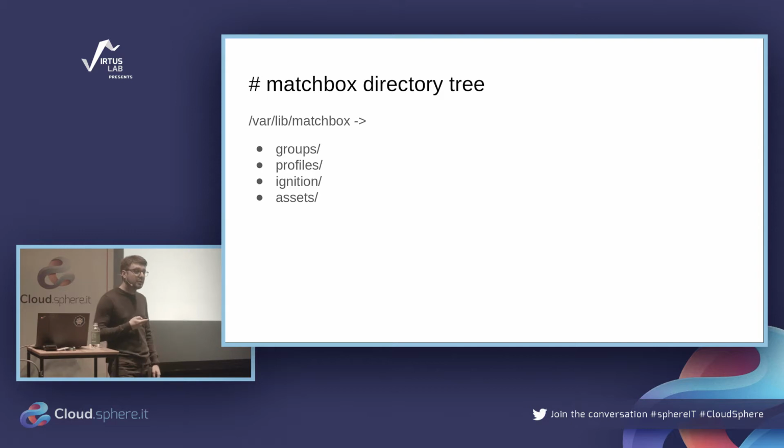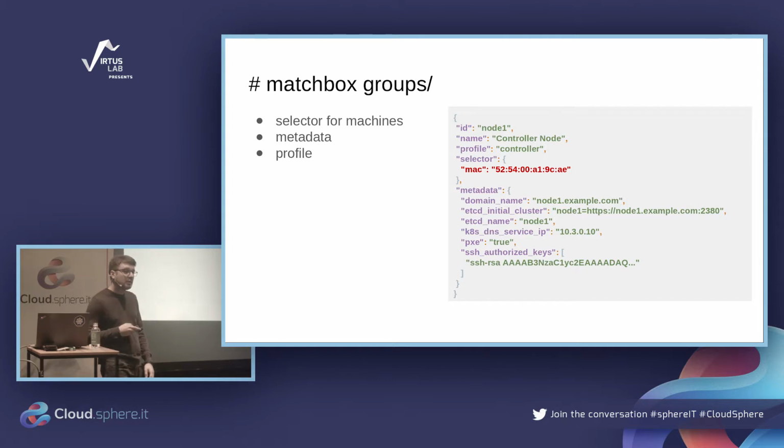Matchbox can be configured using files and a directory structure. By default, it's /var/lib/matchbox. It can also be configured using a Terraform module. So we have groups, profiles, ignition, and assets. Groups are selectors for machines based on, like I said before, some label. In this example, we have the MAC address for this controller node with some metadata and the corresponding profile.